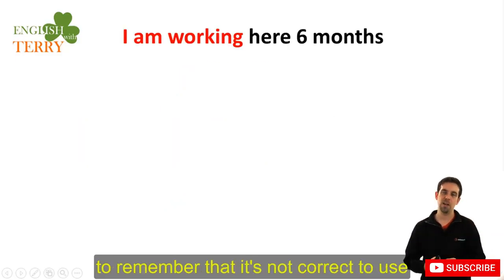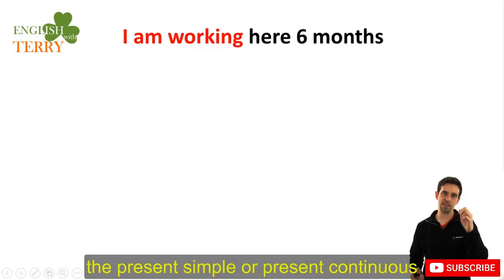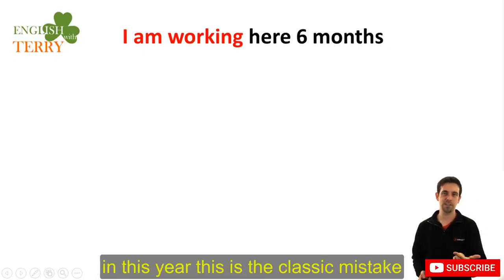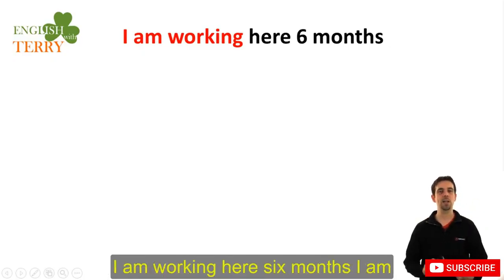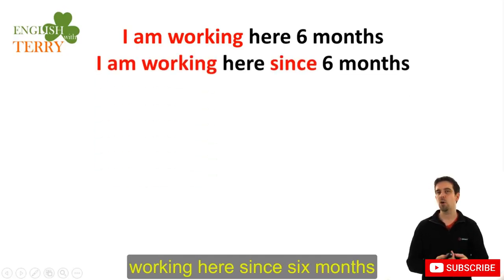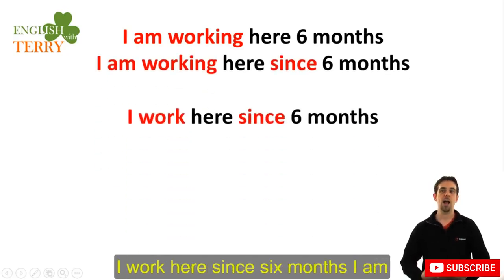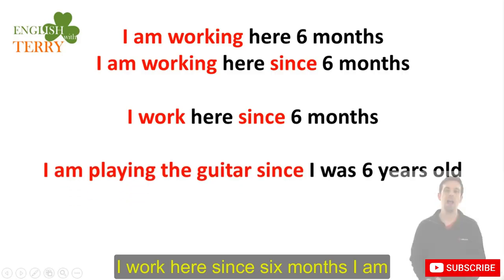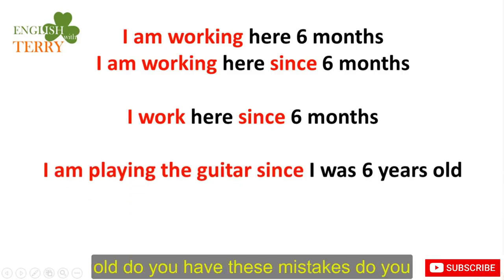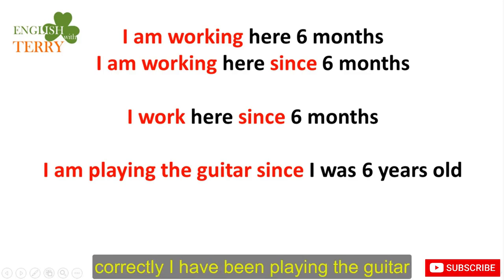Always remember that it's not correct to use the present simple or present continuous here. This is a classic mistake. I am working here 6 months. I am working here since 6 months. I work here since 6 months. I am playing the guitar since I was 6 years old. Do you have these mistakes? Do you have these problems? Do you want to speak correctly?